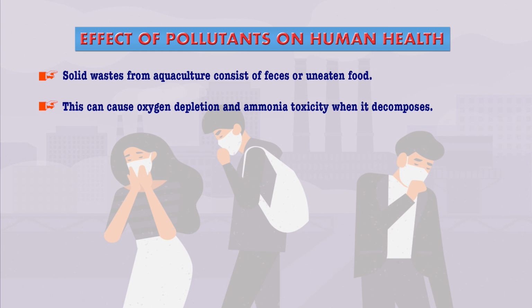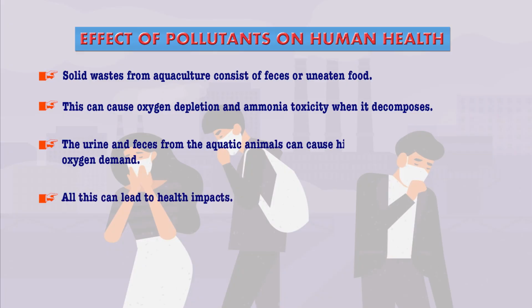Now again, when we talk about the effect of pollutants on human health, the solid waste from aquaculture will also contain, as I told you, the fishes' excreta and the uneaten food, and this can result in oxygen depletion and ammonia toxicity when it decomposes. So this will also give a specific odor and smell to those waters, and the water oxygen will be depleted, so that the other organisms will be impacted, because it is not only the fishes under cultivation which are of concern, but the entire local biodiversity will be affected. The urine and the feces from the aquatic animals can cause a high increase in the biological oxygen demand. All this can lead to health impacts.